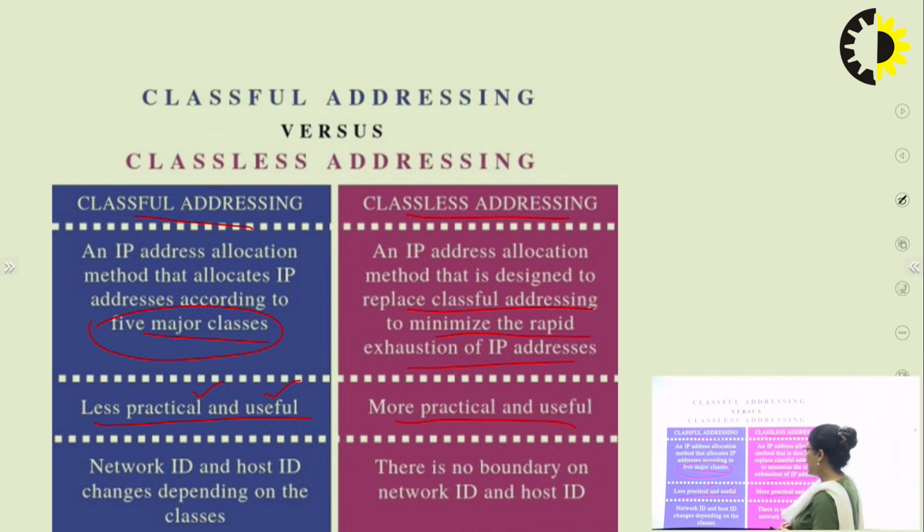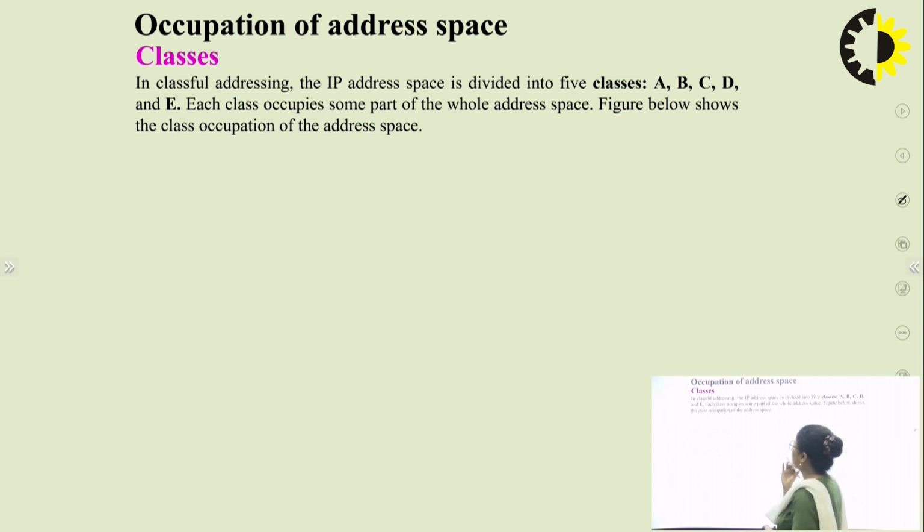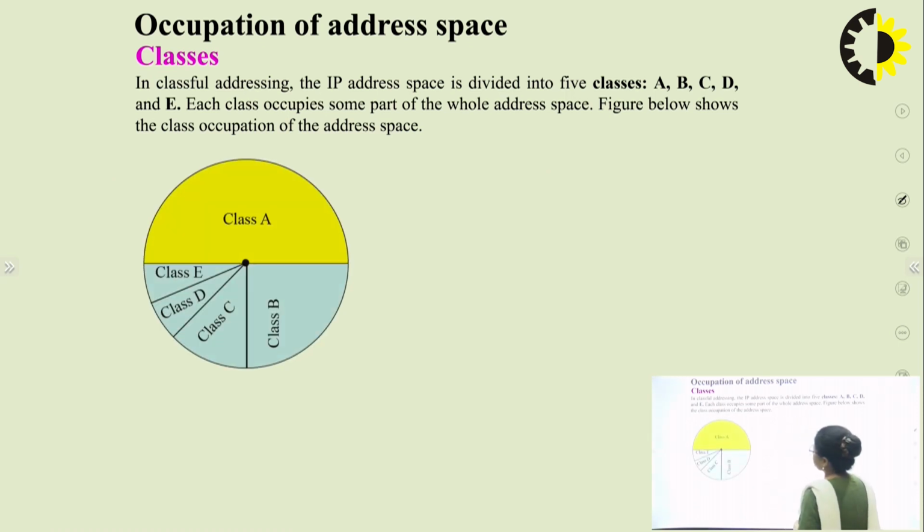So, classful addressing is less practical and not that useful compared to classless addressing. Every address will have 2 parts, the net ID and the host ID. In classful, the net ID and the host ID change depending on the class, which is not the case in classless. So, classless is a better version than classful, which overcomes most of the limitations of classful. But to understand classless, we first need to go through classful addressing. Now, let us come to the concept of classful addressing.